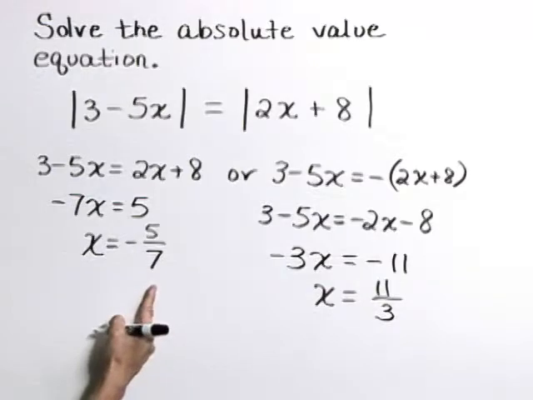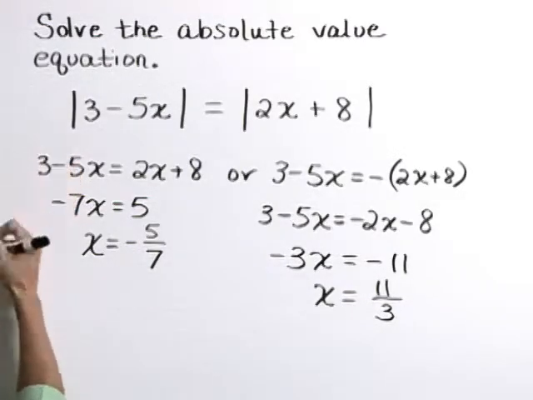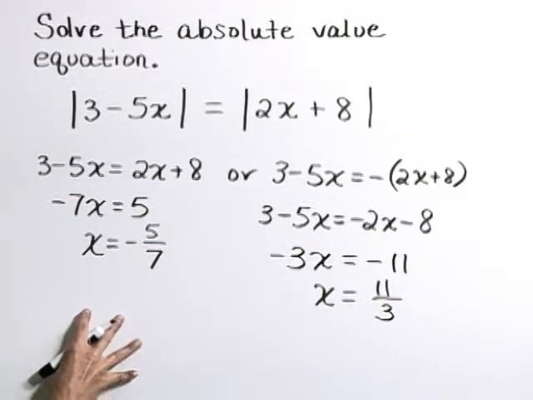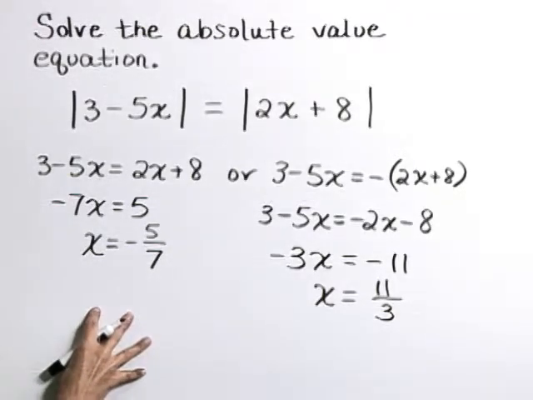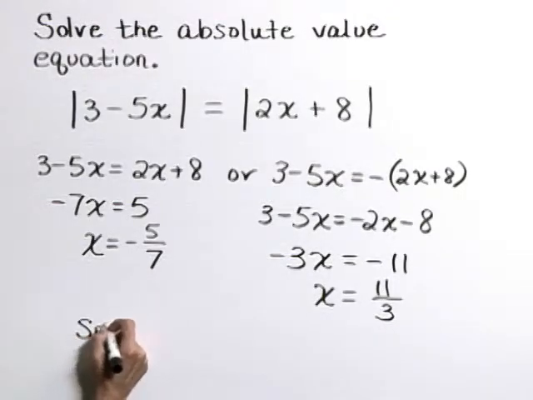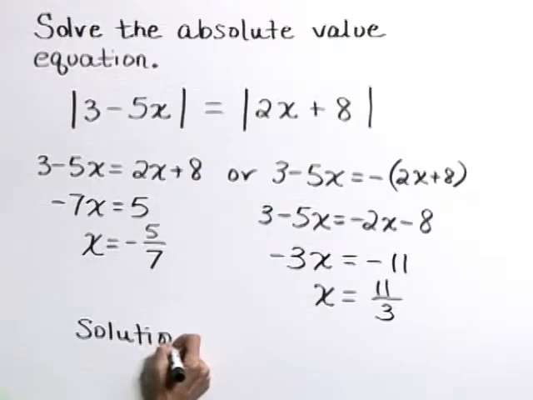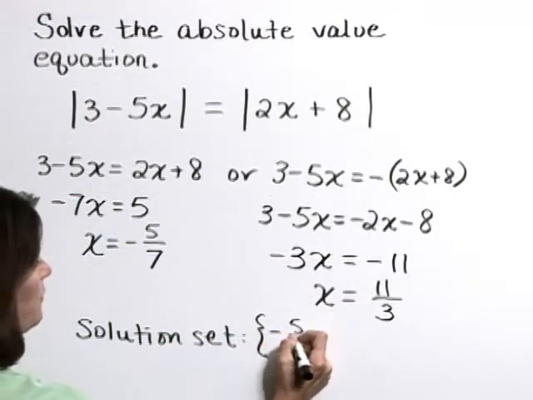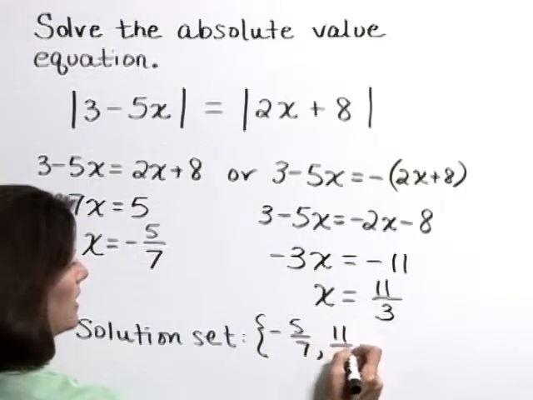So we have two solutions to this equation. If we check them in that original equation, and that's always a good idea to ensure that you've made no errors, but checking both of these is going to verify that the solution set is indeed negative 5/7 and 11/3.